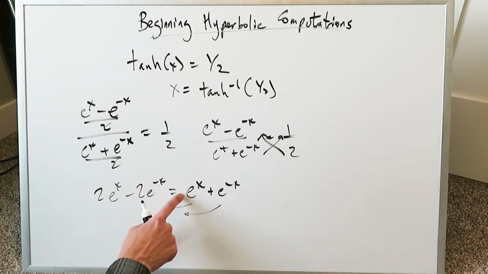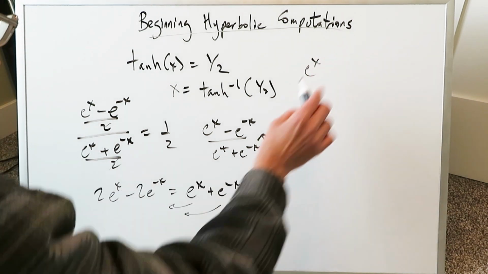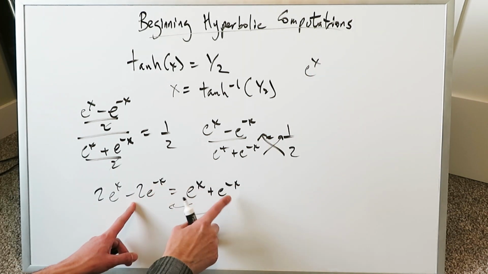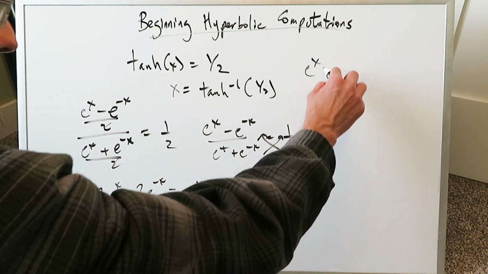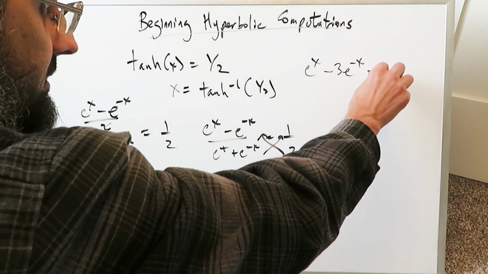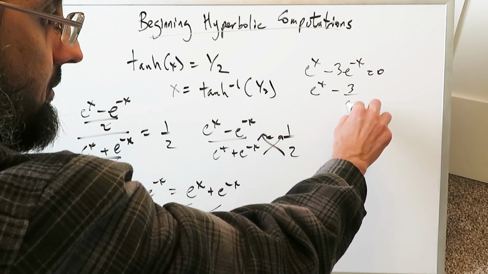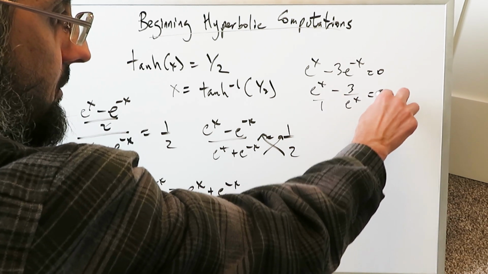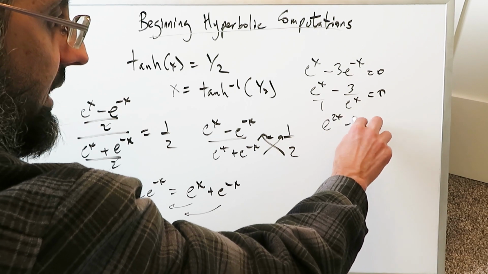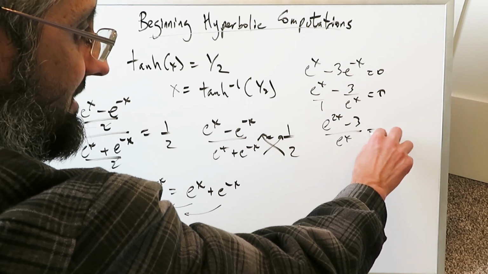I have 2 e to the x minus e to the x, I'll have e to the x. Then I have minus 2 e to the minus x minus e to the minus x will be minus 3 e to the minus x is equal to 0. Do a little bit of algebra here. You're looking at 3 over e to the x. Now do a common denominator. You'll have e to the 2x minus 3 over e to the x is equal to 0.